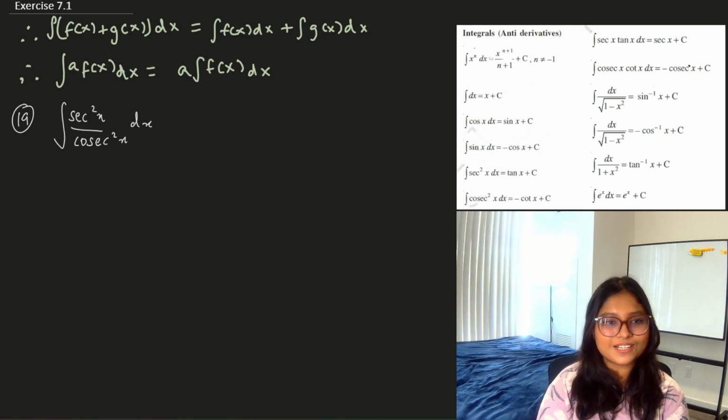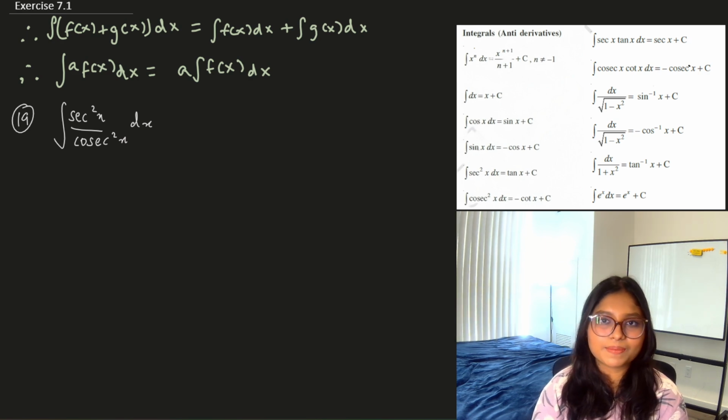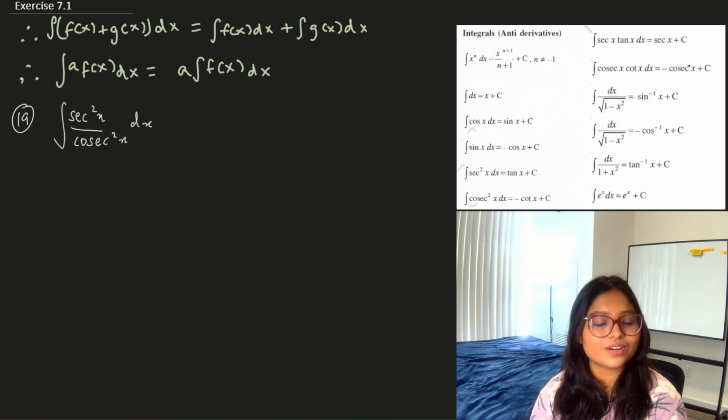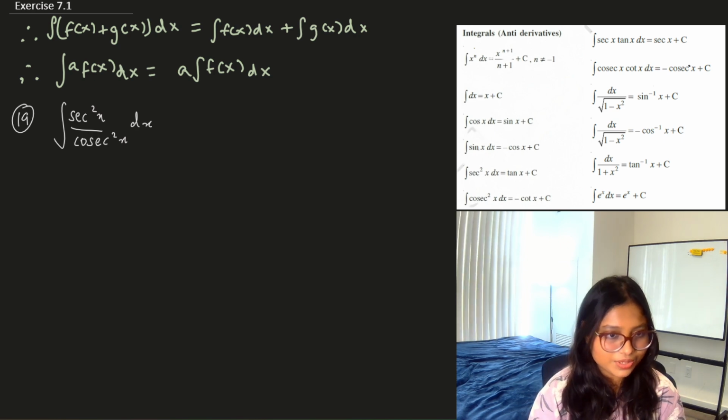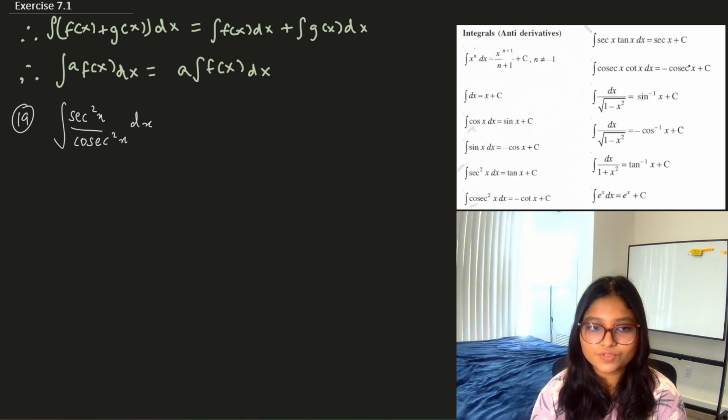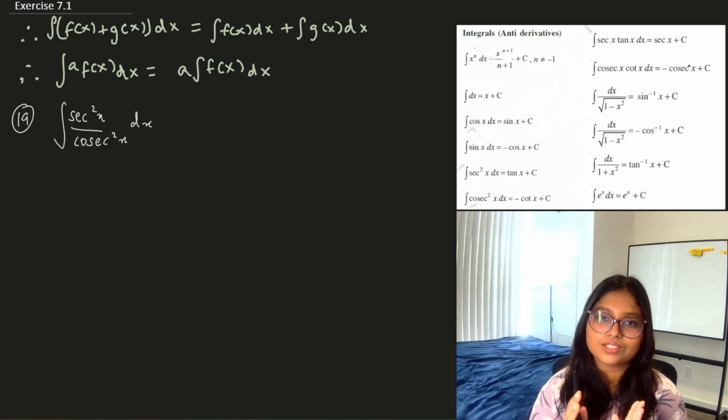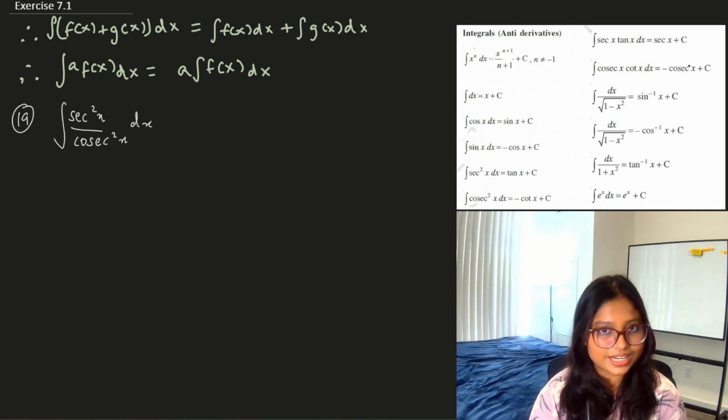In this video, I'll be covering the 19th question from Chapter 7, Exercise 7.1, CBSE Part 2 Math Syllabus. Alright, let's get started. In the 19th question, we have to find the integral of secant square x, the whole divided by cosecant square x. Looking at the question directly, we do not have any formulas that could solve it directly. So the next thing we have to do is try to simplify it.